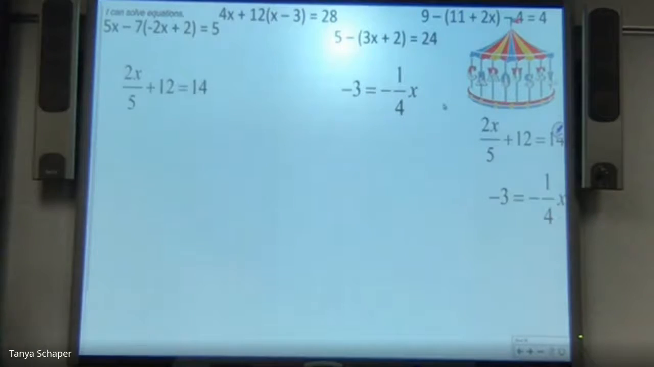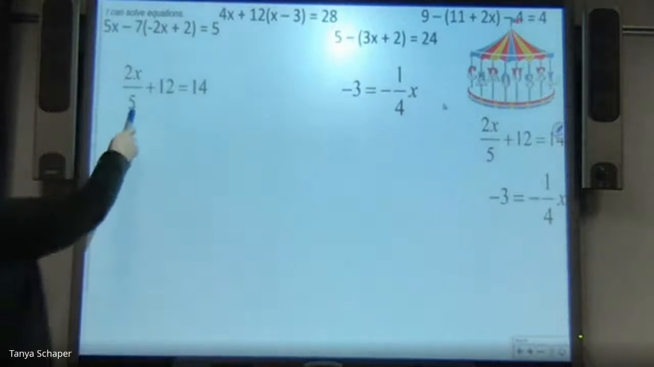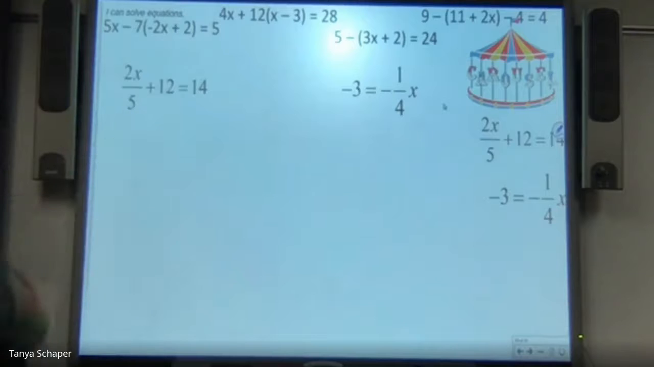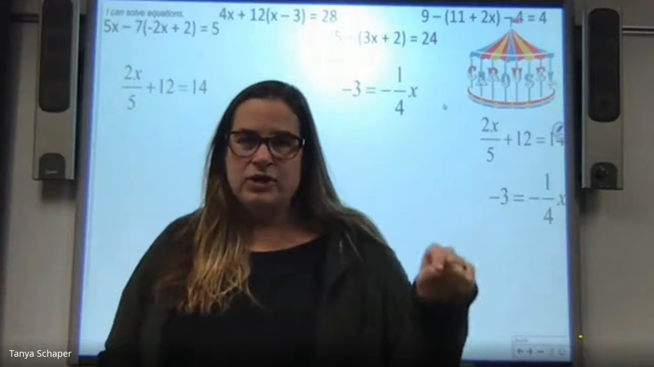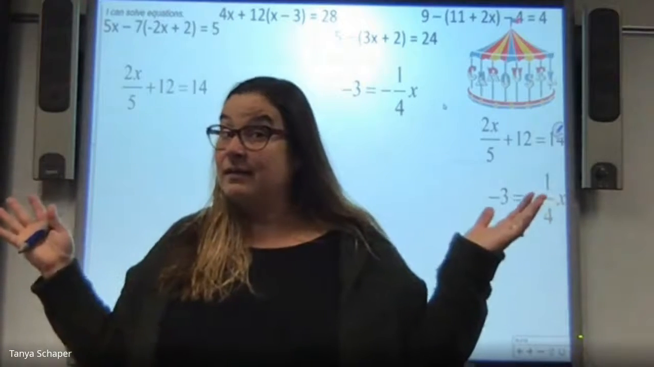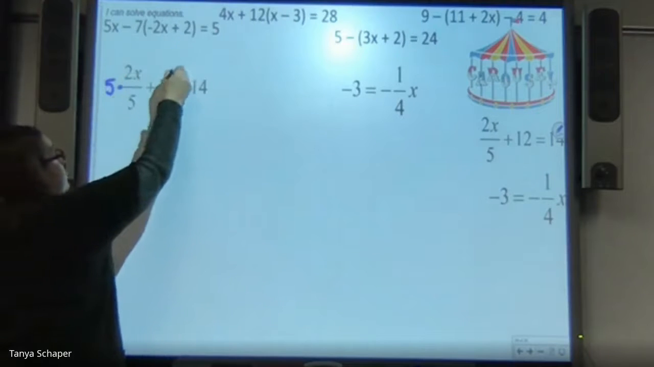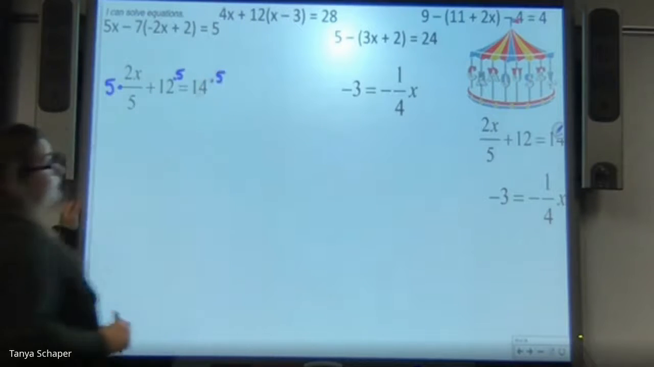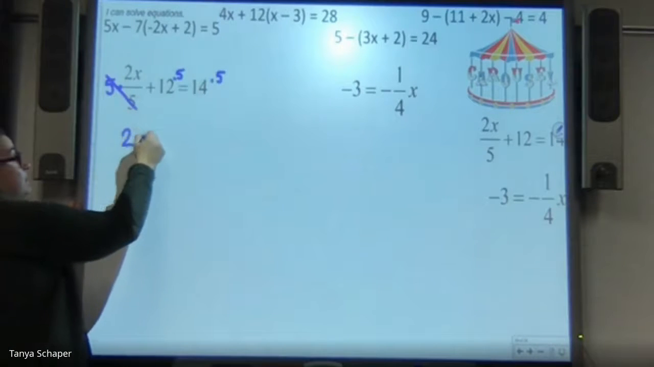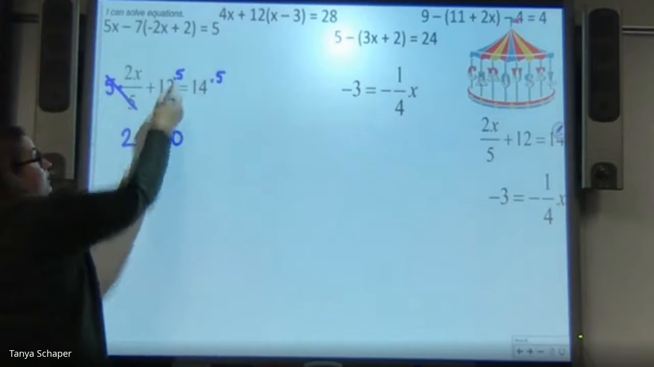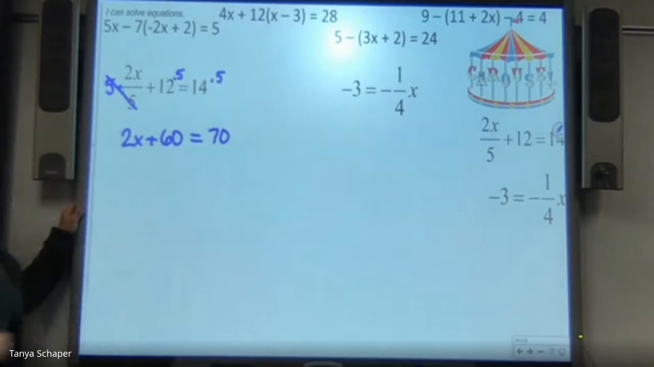So for those of you who are like, fraction, I don't want a fraction. Here's what you can do. Look for your denominator, okay? That's the bottom number of your fraction. In this case, it's 5. I can take and multiply every single term in that equation by 5, and the fraction's gone, okay? So what I can do is multiply this term by 5, multiply this term by 5, and multiply this term by 5. These cancel out, 5 and 5 cancel out, so I'm left with 2x plus 60, because 12 times 5 is 60, equals 70, because 14 times 5 is 70.